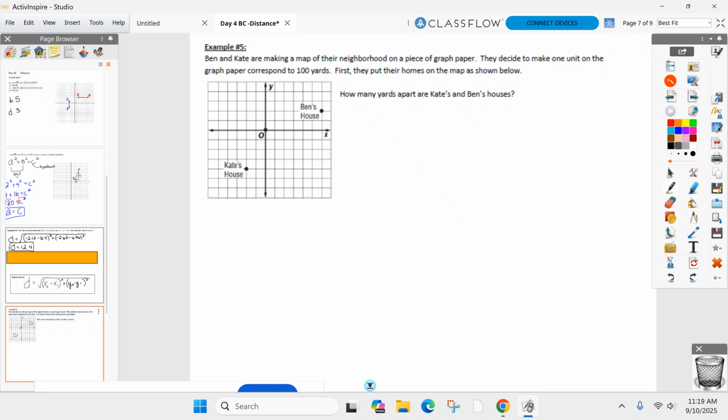If you are going to use distance, you will have to figure out the coordinates of Kate and Ben's house. If you decide to use distance formula, you need to know their coordinates first.